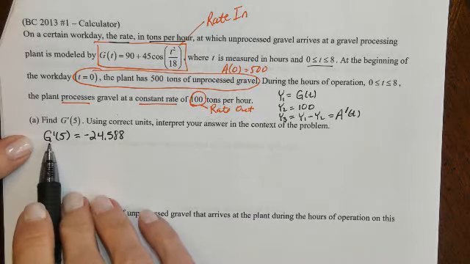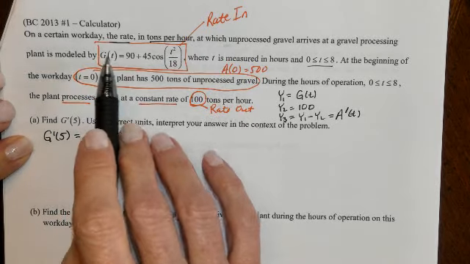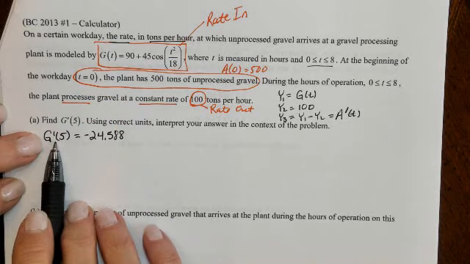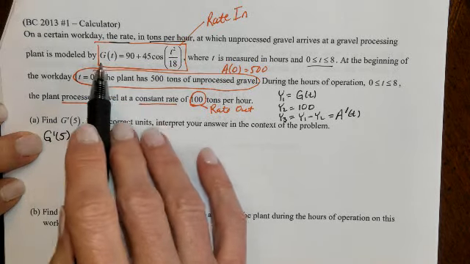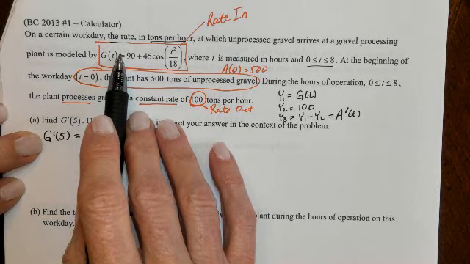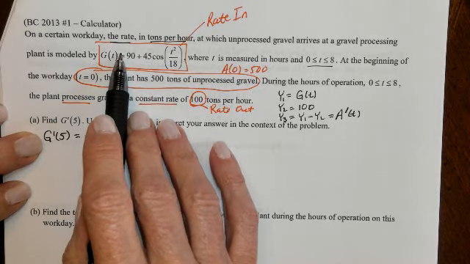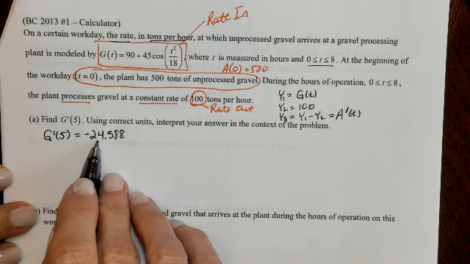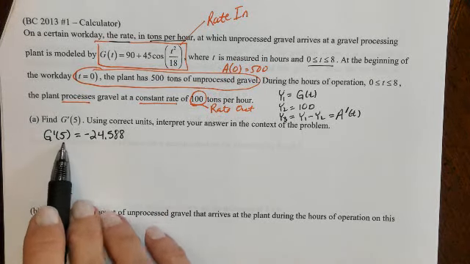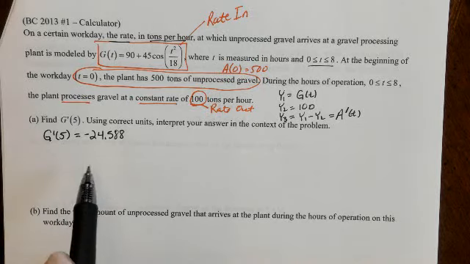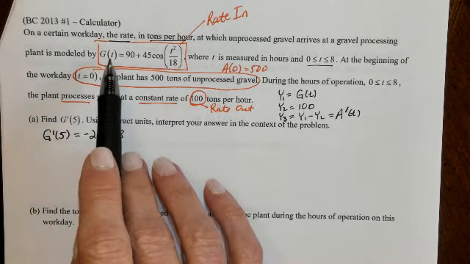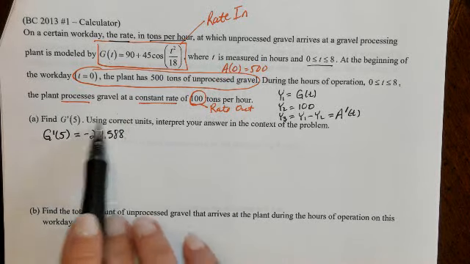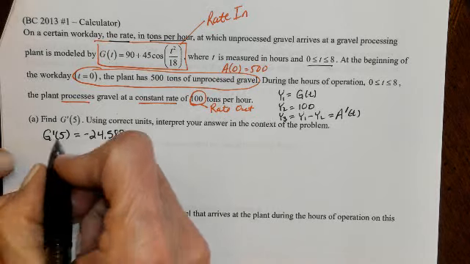So G is the rate that unprocessed gravel is arriving. G prime then is the rate that the rate of gravel arriving is changing, okay? So that means since G prime is negative, that means at time 5, the rate that gravel arrives at the plant is decreasing at this rate. So that's what I'm going to say.